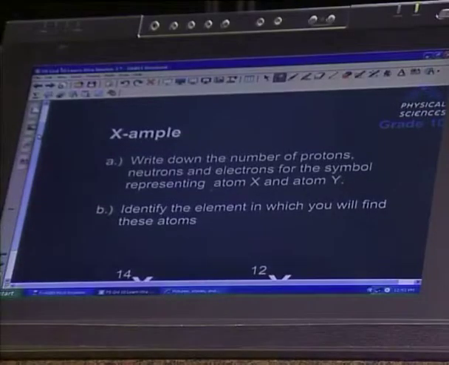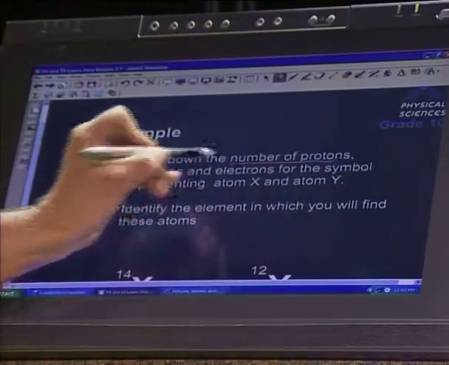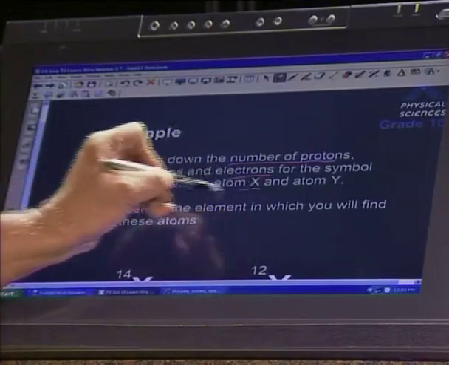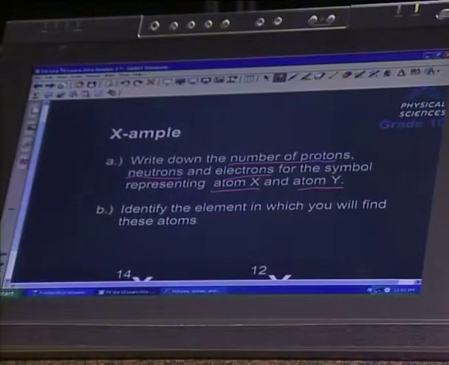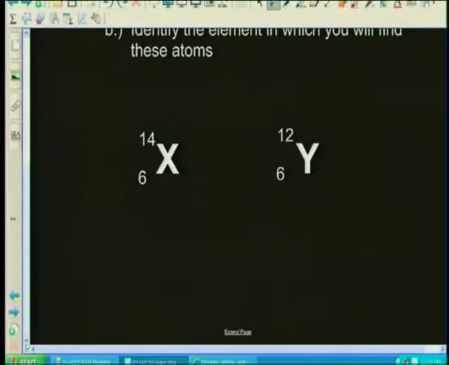And here we have an example. So what does it say? In our example, it says, write down the number of protons, the number of neutrons, and electrons for the symbol representing atom X and atom Y. So here we go. Remember, the smaller number is the atomic number. Right. The bigger number, that's Z, and that's equal to the number of protons.